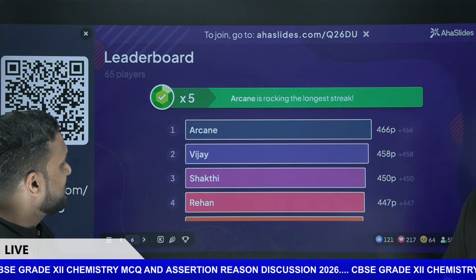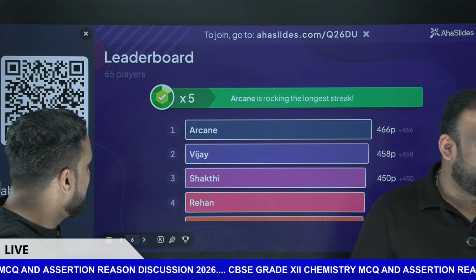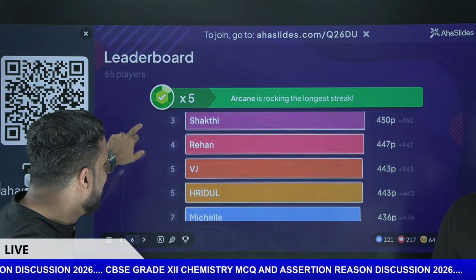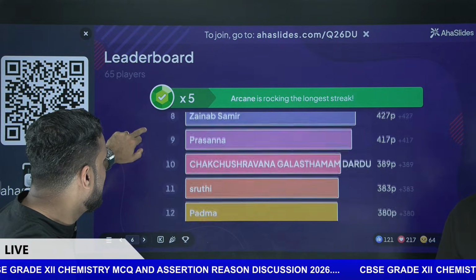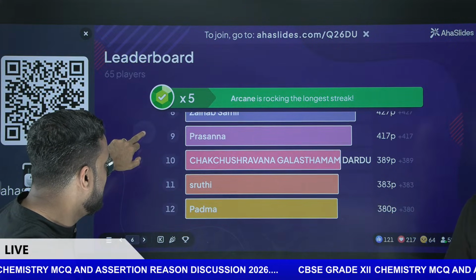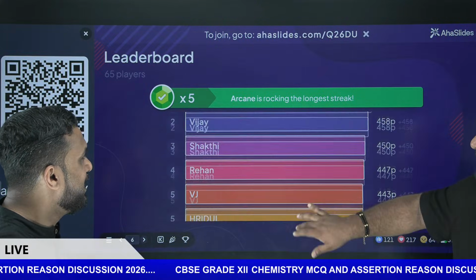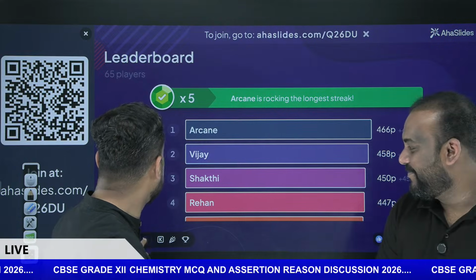Arcane. I think it's not the real name. Then Vijay is there. Shakti is there. And one more, VJ is there and Krudul is there. Michelle is there. Zainab, Prasanna. Okay, good. So many people are there. Shruti, Padma, so many are there. Anyway, so good. Let's see after 5 more questions who will be on the top list. Okay, we'll go to the next one.